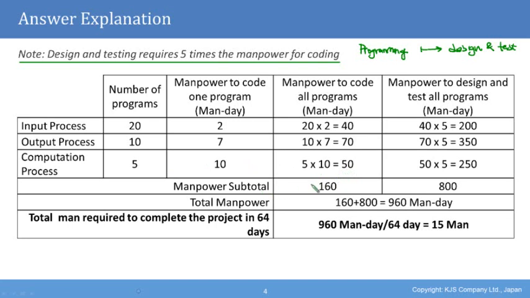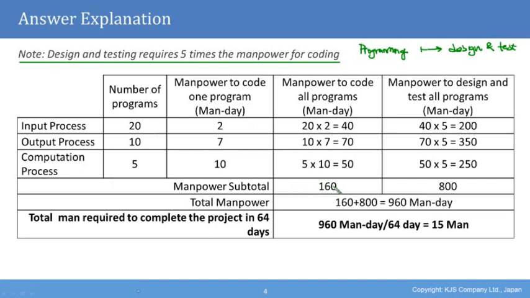So we have a subtotal. If we total them up, we have 40 plus 70 plus 50. That's 90 plus 70, which is 160. So it takes 160 man days to code all of the programs in all of the processes.